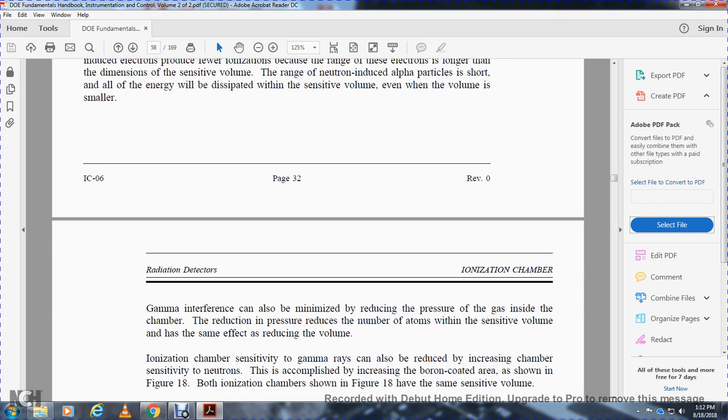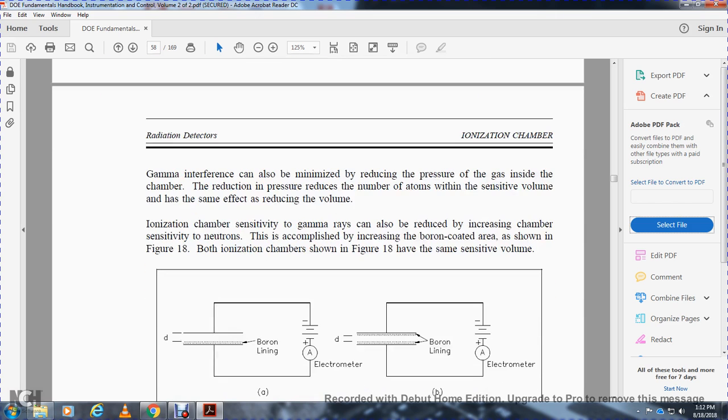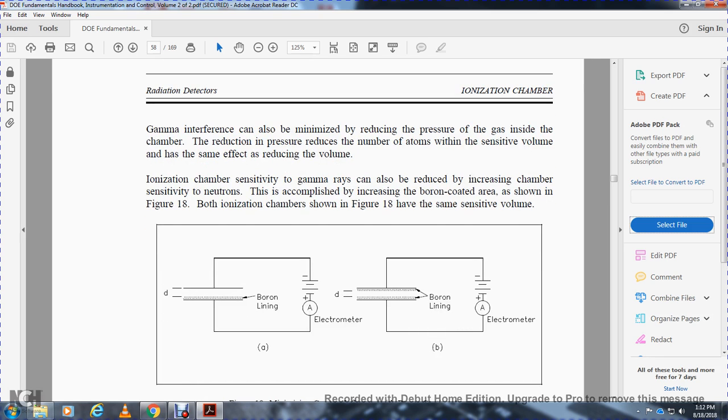Gamma ray interference can also be minimized by reducing the pressure of the gas introduced into the chamber. The reduced pressure reduces the number of atoms in the sensitive volume, with the same effect as reducing the volume. The sensitivity of the ionization chamber to gamma rays can also be reduced. Increasing the chamber's sensitivity to neutrons is accomplished by increasing the boron-coated area, as shown in figure 18. Both ionization chambers shown in figure 18 have the same sensitive volume.